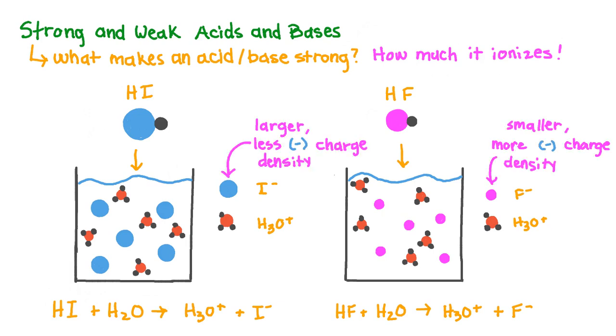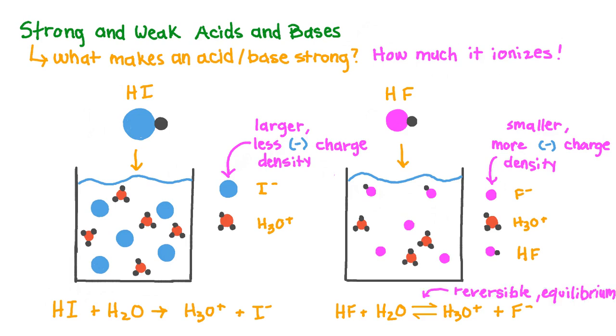But if we compare the resulting anions from these acids reacting, the F- ion is smaller than the I- ion, but they have the same amount of negative charge, which means that the F- ion has a much greater density of negative charge than the I- does. Because F- has so much negative charge density, it's highly likely that the F- ions will take a proton from the H3O+ ions, which will form HF again.